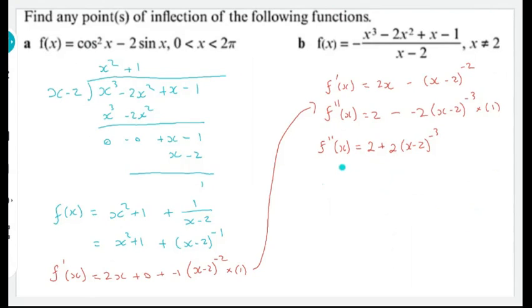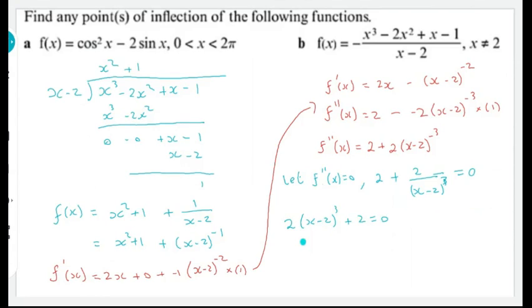Then we need to make the second derivative equal to 0. So let f double dash x equals 0. And I'm going to rewrite this as 2 plus 2 over x minus 2 cubed, because that's what that is, with the negative power removed. Make that equal to 0. I'm going to multiply everything through by x minus 2 cubed. So I end up with 2 times x minus 2 cubed plus 2 equals 0.